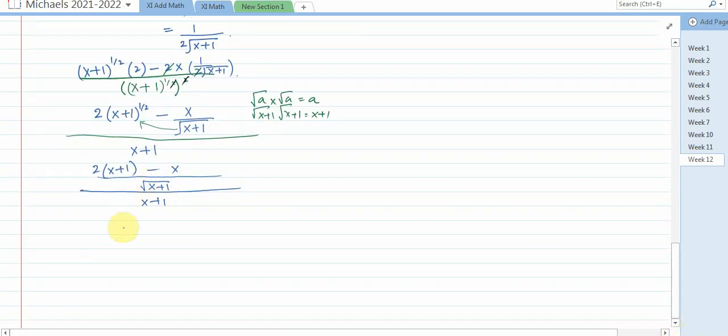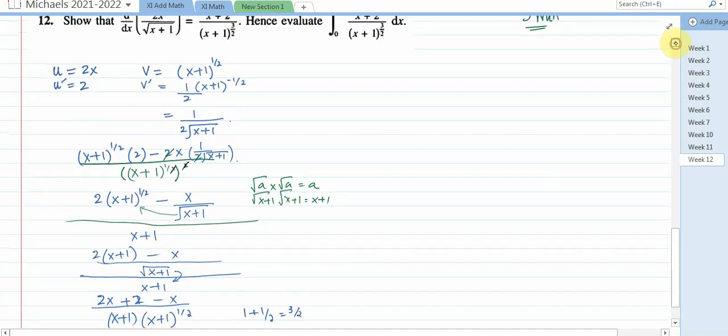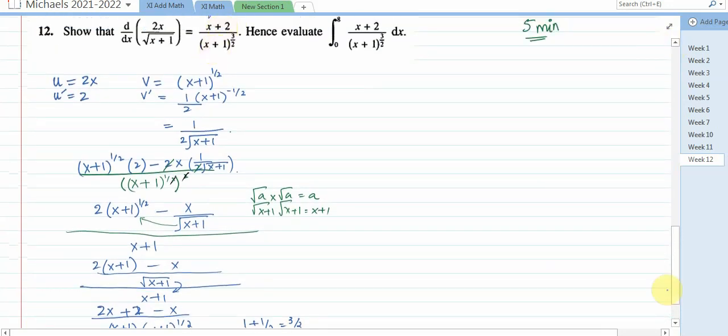Alright, so in the numerator we have 2x plus 2 minus x, divided by this x plus 1 shifted in the denominator, so that will be x plus 1 times (x plus 1) with the power 1 upon 2. So in numerator it's x plus 2, divided by, bases are the same and they are multiplying, that means we can add the powers here. So 1 plus 1 upon 2 leads to 3 divided by 2. So in the denominator it's (x plus 1) to the power 3 divided by 2, and I think that we need to show the same, x plus 2 divided by (x plus 1) to the power 3 upon 2.